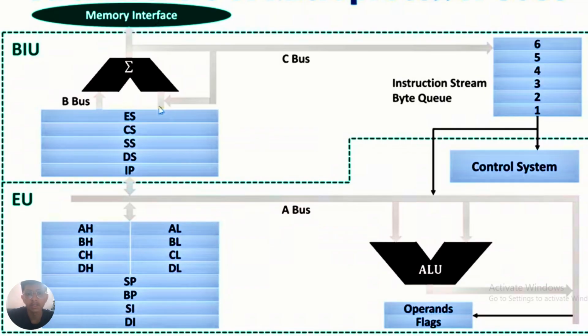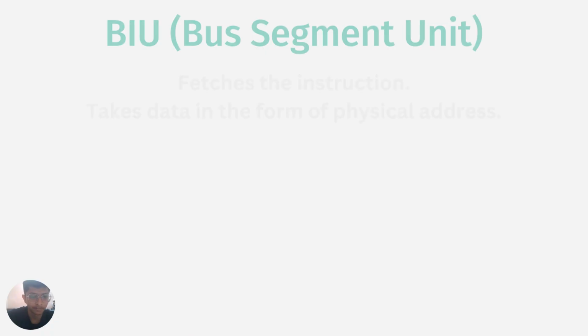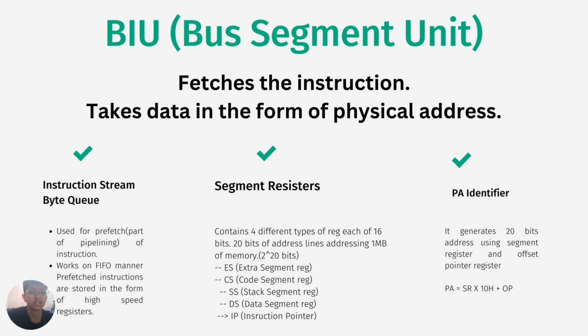In this example, there are six registers. Now, moving further, the segment registers. In the segment registers, there are four different types of registers, each of 16 bits. The 20 bits of address line access 1 MB of memory.